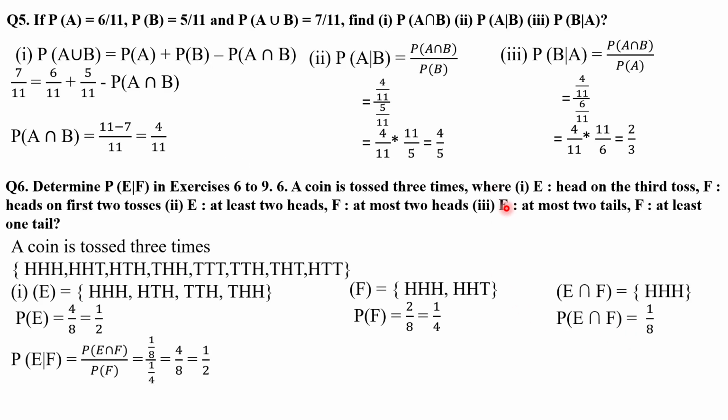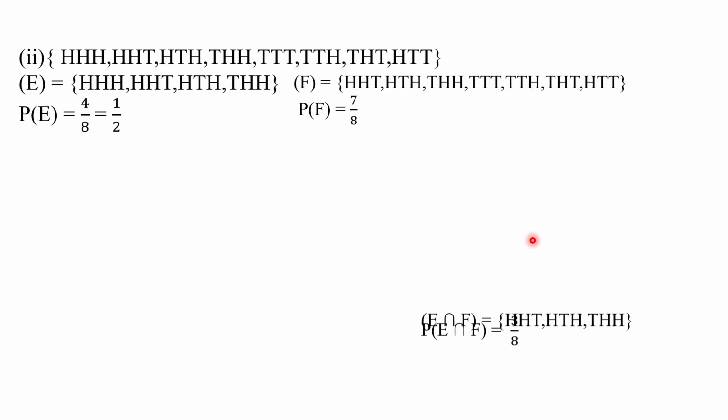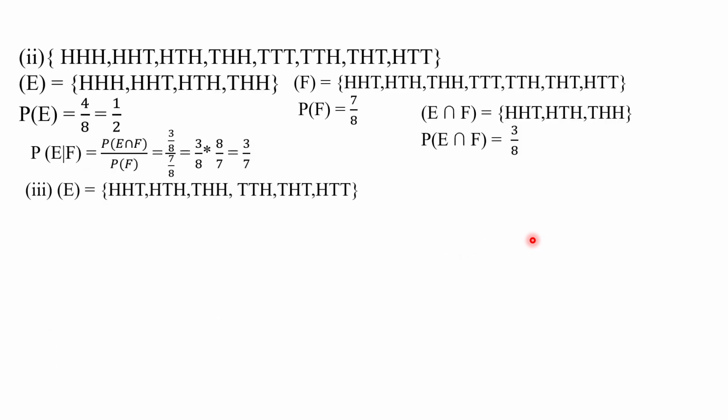The third part is saying E is at most 2 tails. At most 2 tails means you can have only a maximum of 2 tails. It can be less than 2, like 0, 1, 2, but not more than 2 tails. So how will we find out E? Maximum 2 tails, like one tail, one tail, one tail, double tail, double tail, double tail, not more than 2 tails. Okay, so probability of E is 6 by 8, that is 3 by 4.